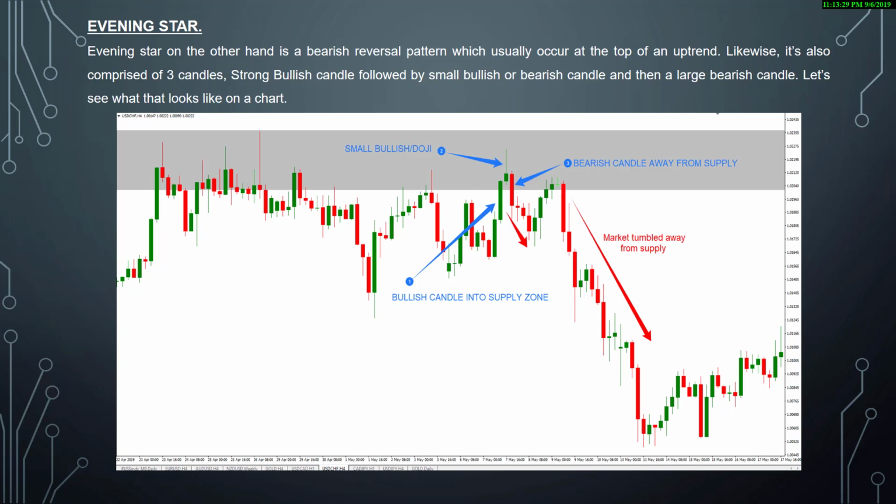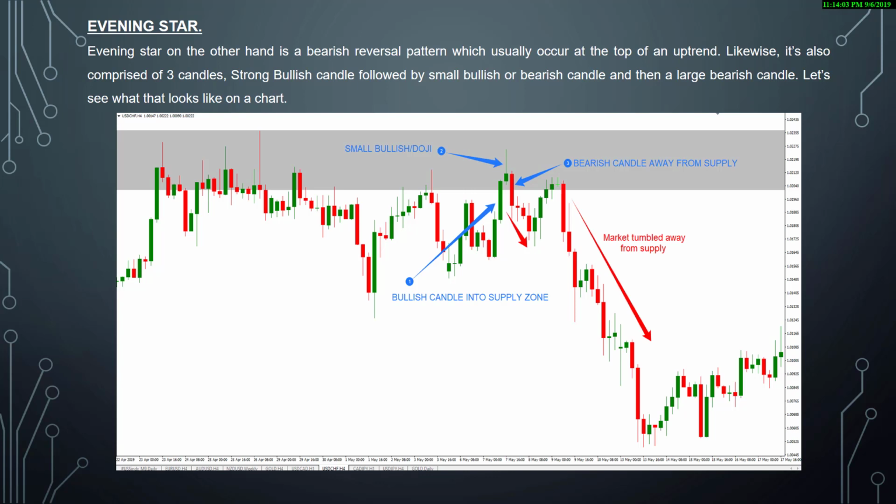What does that one signify? If you look on the chart, that's number 2. It indicates indecision when price is in a strong area of supply. And then you get a large bearish candle. What does this one signify now? Number 3. Number 3 signifies sellers coming into the market, sellers looking to take control of the market. So that will be number 3.